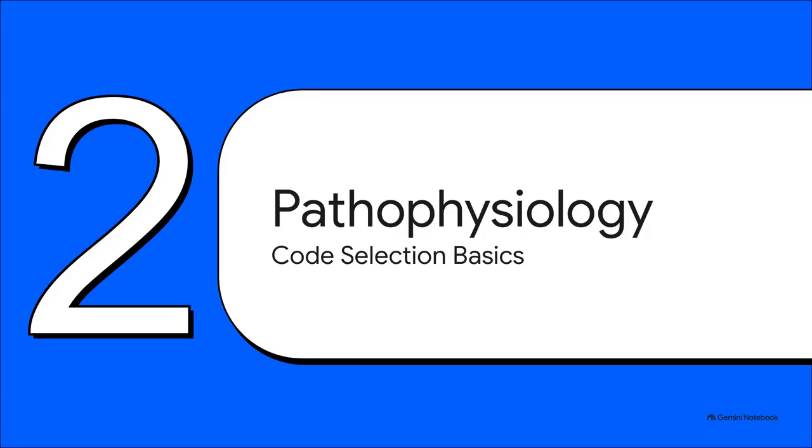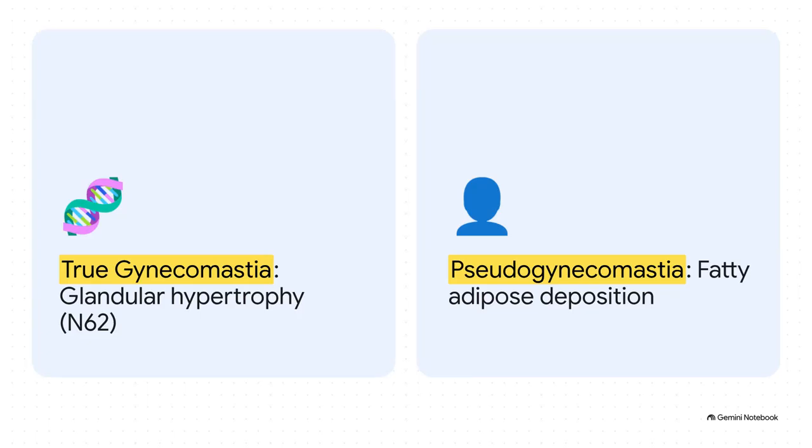Moving to Section 2, True versus Pseudo Gynecomastia Pathophysiology. You simply cannot code male breast surgery accurately without really understanding the underlying tissue anatomy. So here is the fundamental biological difference that absolutely dictates your coding. True gynecomastia is the actual proliferation of glandular breast tissue. We are talking genuine hypertrophy of that subareolar parenchymal tissue, which maps right to ICD-10 N62.